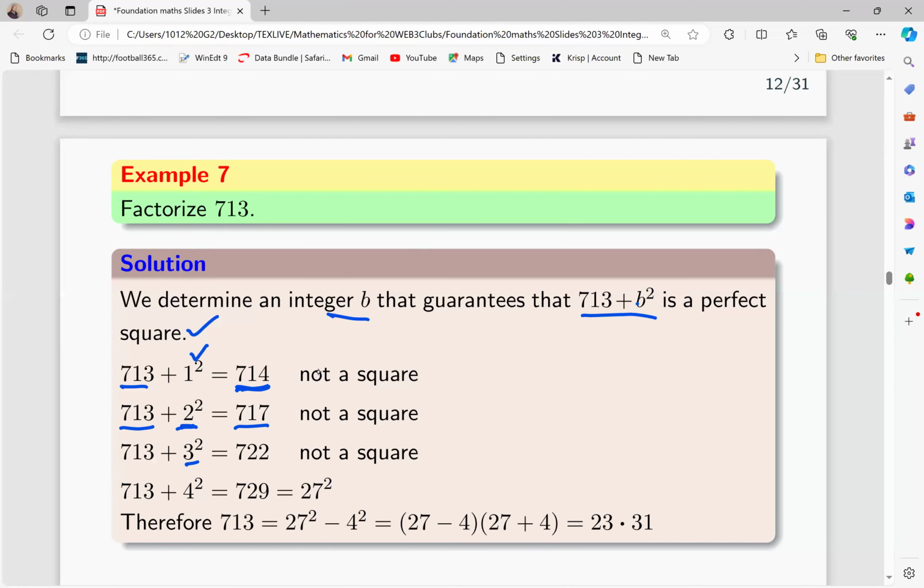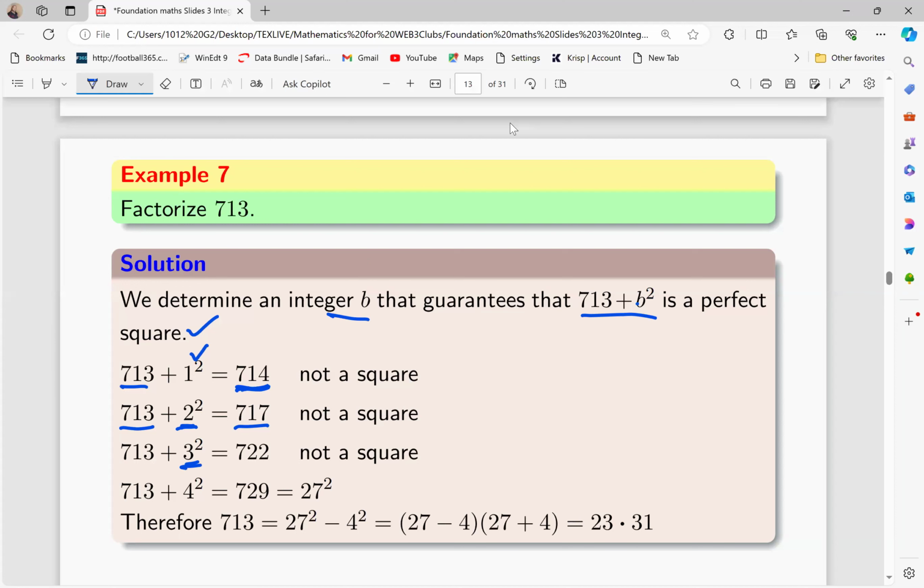713 plus this 9 will give us 722, whose square root is not a whole number. Now you try 4. This is 713 plus 4 squared, which is 16. This will be 729. But the square root of 729 is a whole number, because the square root of 729 is plus or minus 27. I just pick either, whichever you pick, there's no problem because we'll be squaring. When you square, what you get is a whole number.